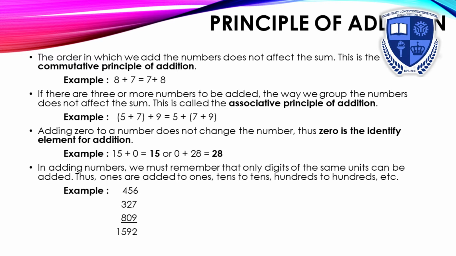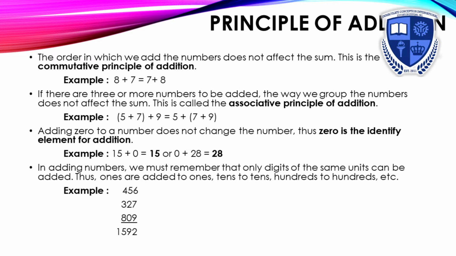Adding 0 to a number does not change the number. This 0 is the identity element for addition. So for example, class, 15 plus 0 is equal to 15, or 0 plus 28 is equal to 28. So ibig sabihin, class, hindi rin po makaka-apekto sa ating pagsosolve kung si 0 man po ay mailagay natin sa unang, gitna o sa huli ng ating given.